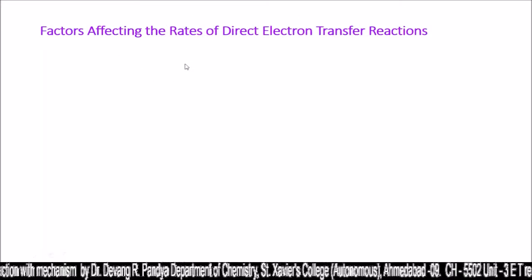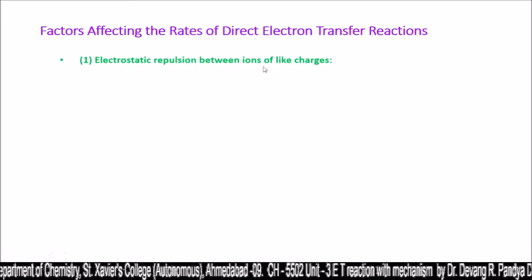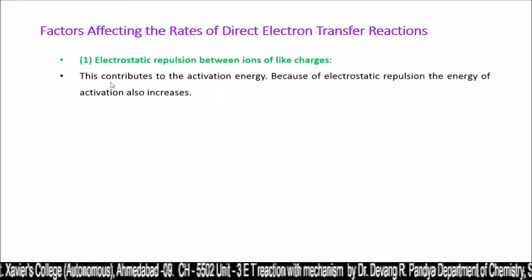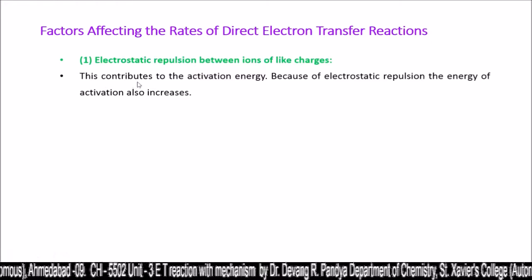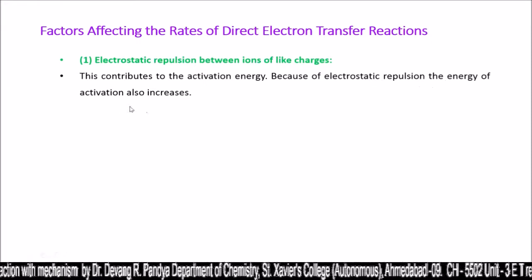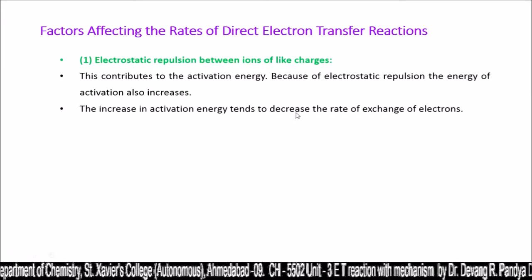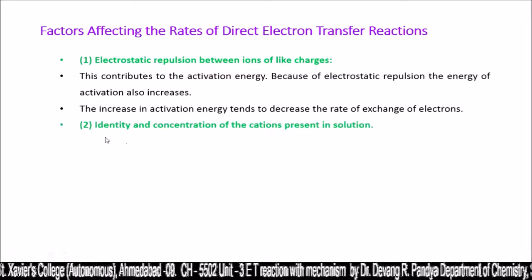Factors affecting the rate of the direct electron transfer mechanism. First, electrostatic repulsion between ions of like charges. This contributes to the activation energy. Because of the electrostatic repulsion, the activation energy also increases. The increase in activation energy tends to decrease the rate of electron exchange.